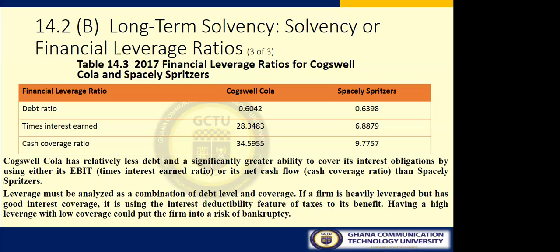But can you come again with the question, please? I said, explain the debt ratio of 0.6042 for Cowell Cola, and that of Spacely Splitters, 0.6398. What does this debt ratio mean? And then who is performing better than the other?